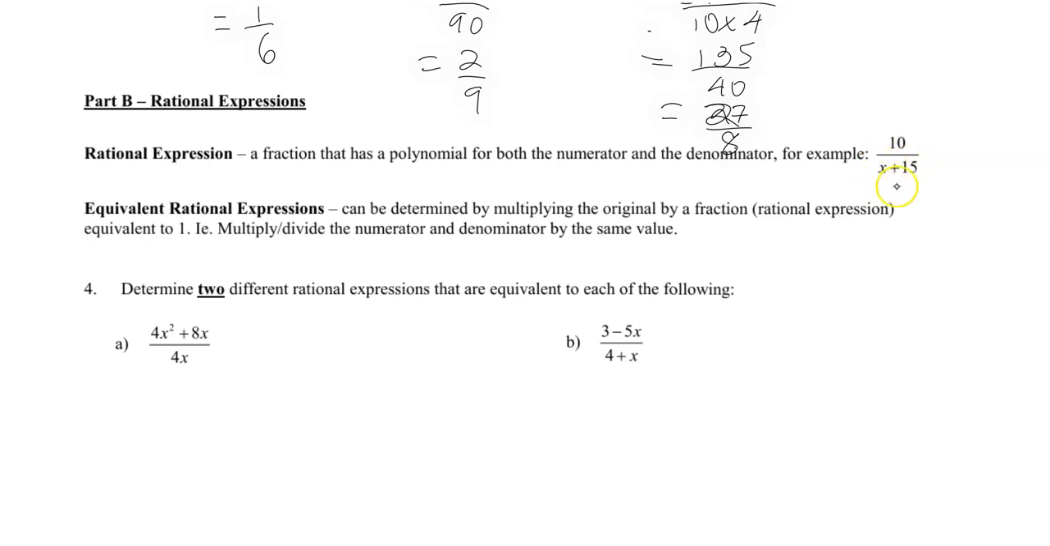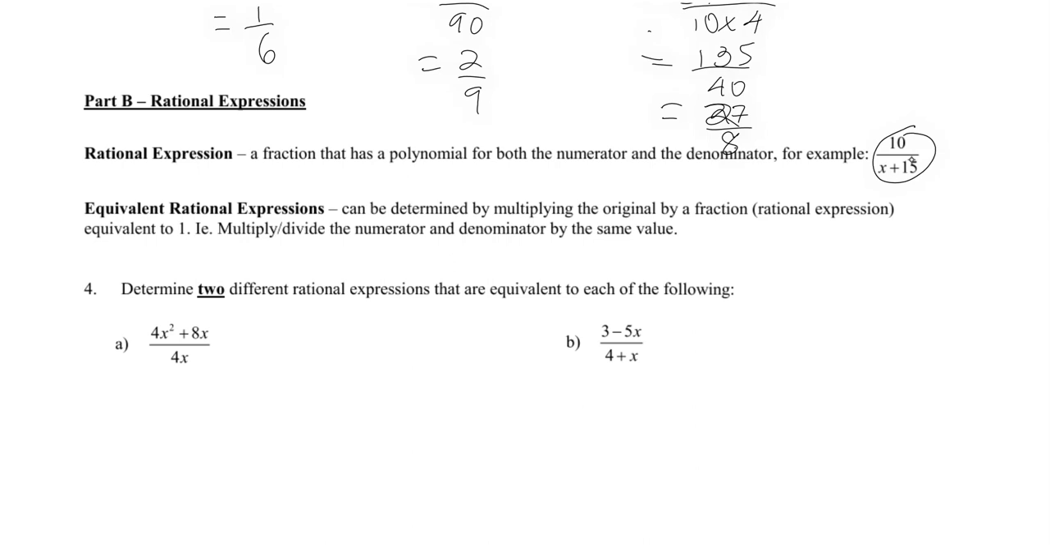And then x plus 15, that's a binomial. It's got two terms, right? It's got a variable, x plus 15. Okay, so this is just an example of a rational expression. Some people call it an algebraic fraction, okay? Because now there's some algebra here, right? Like x plus 15. But it's always a fraction.